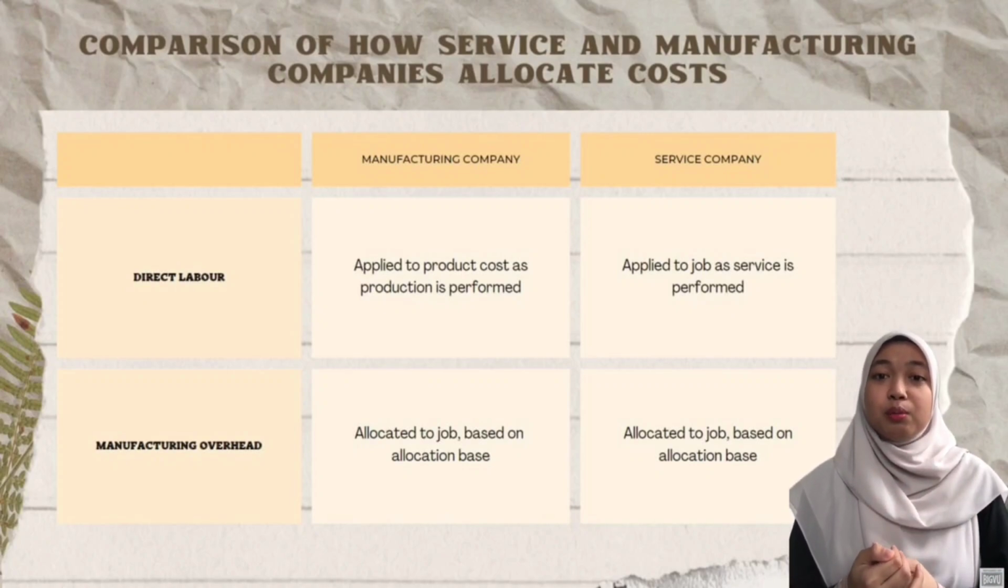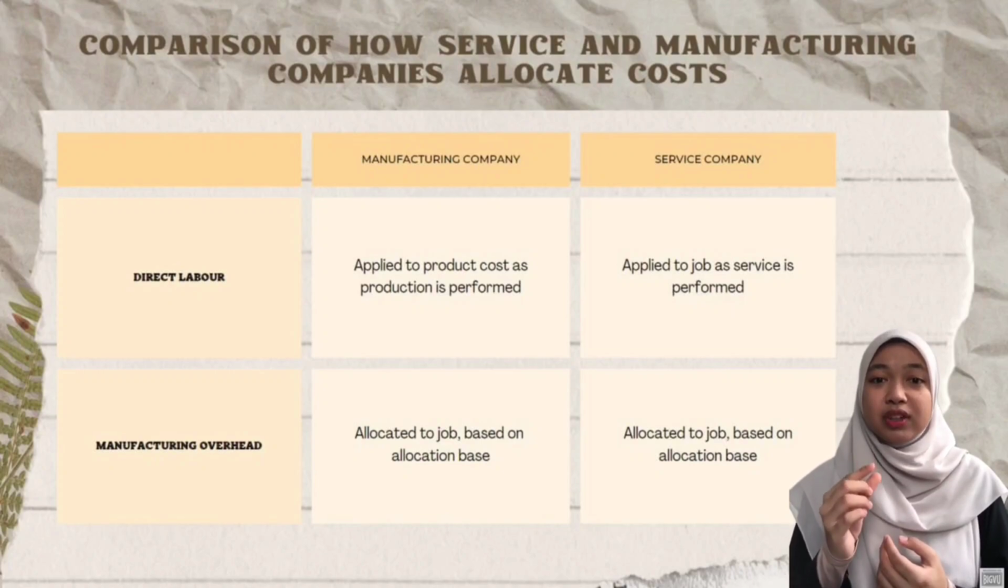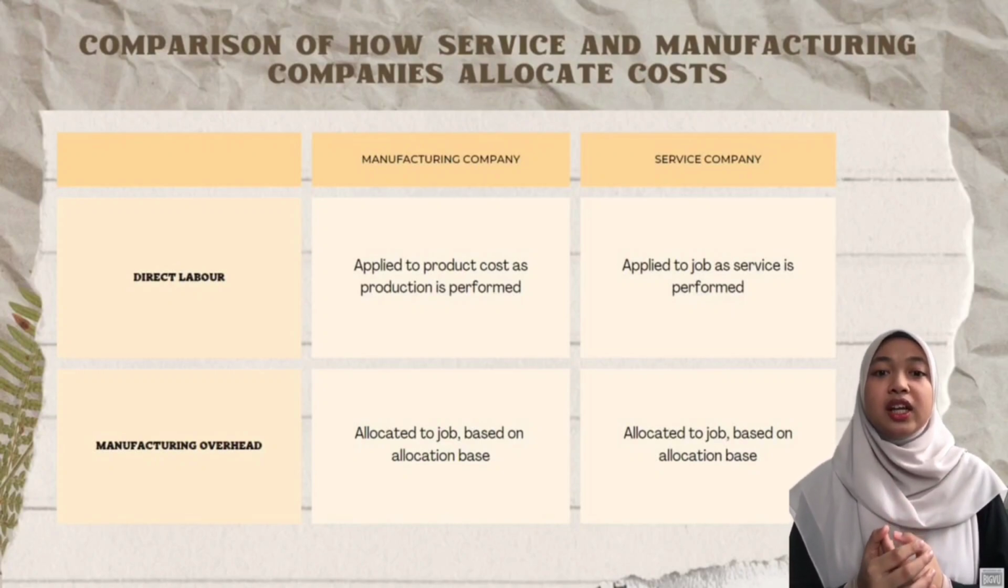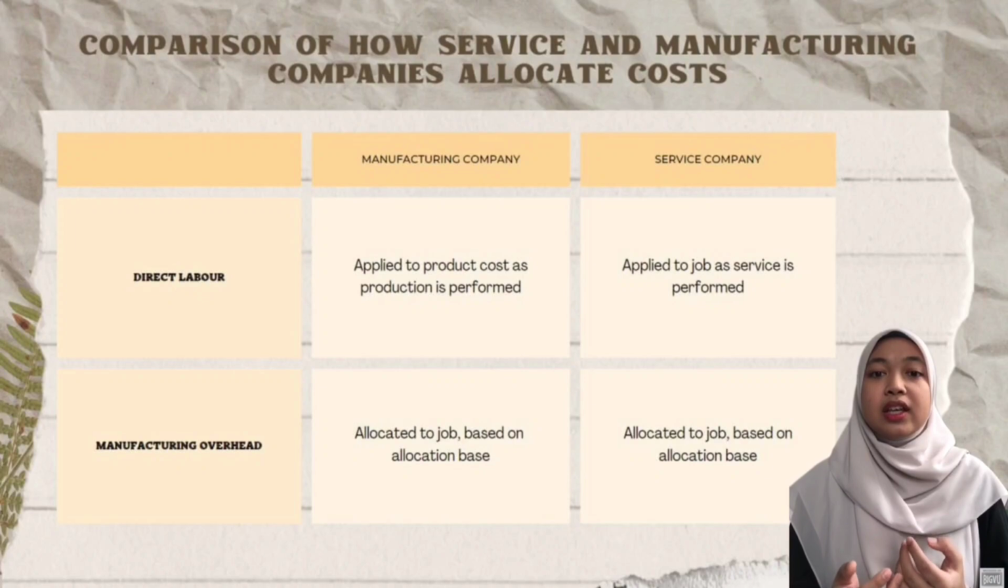To sum up, both companies have a few differences in how they allocate direct material and direct labor costs, and also have a similarity in how they allocate overhead costs. That's all from me. I will pass to the next presenter.